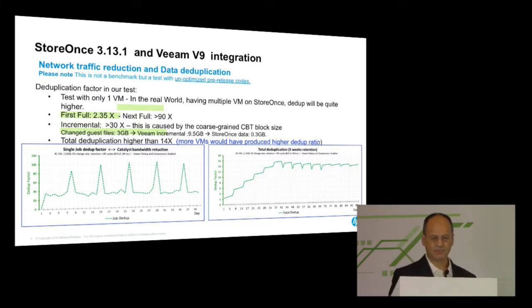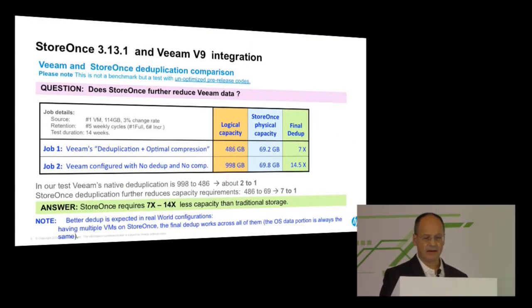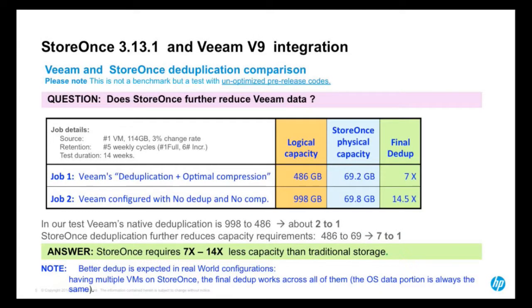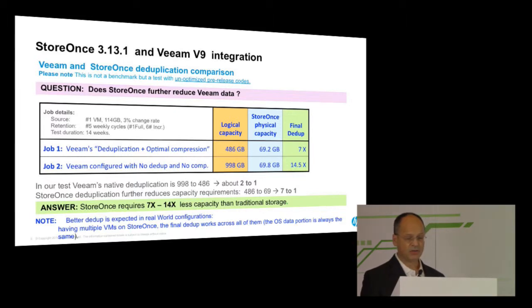So the question is, does StoreOnce further reduce the data requirement for Veeam? Well, we have analyzed the situation, and we have seen that numbers are on our side. So numbers are telling us that, yes, we are really reducing the capacity utilization for Veeam. And the reduction is really high.